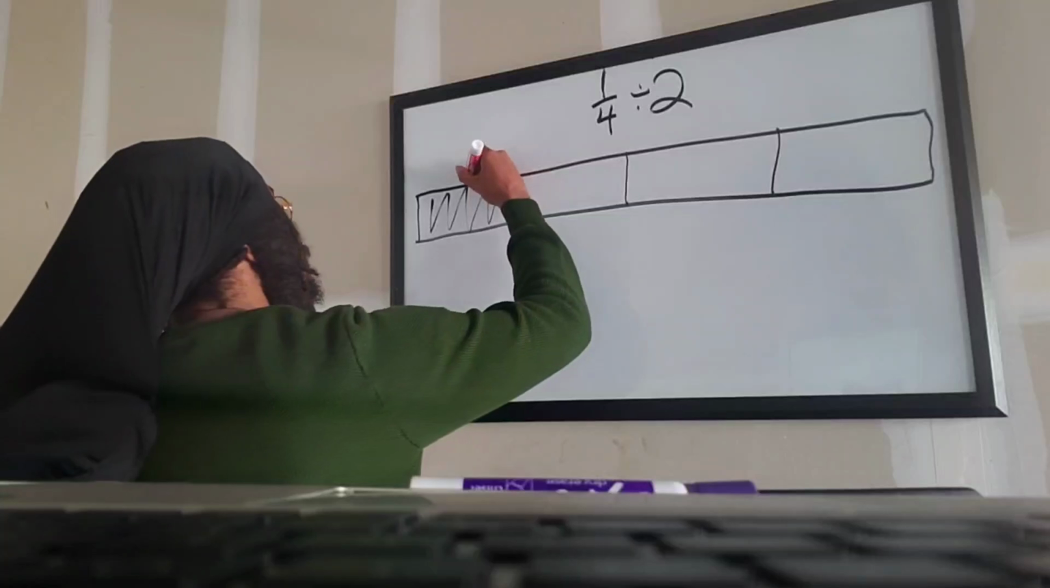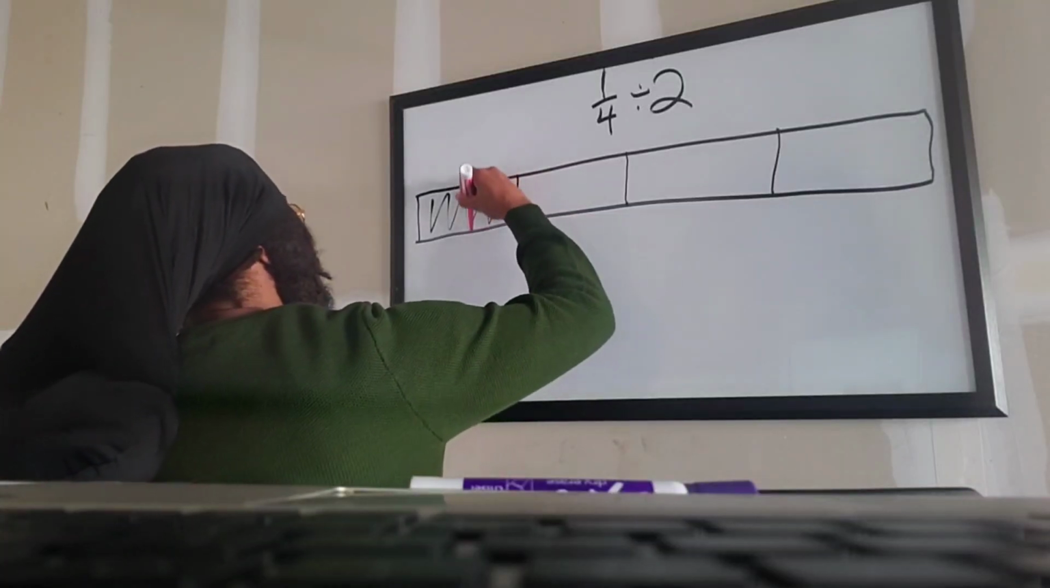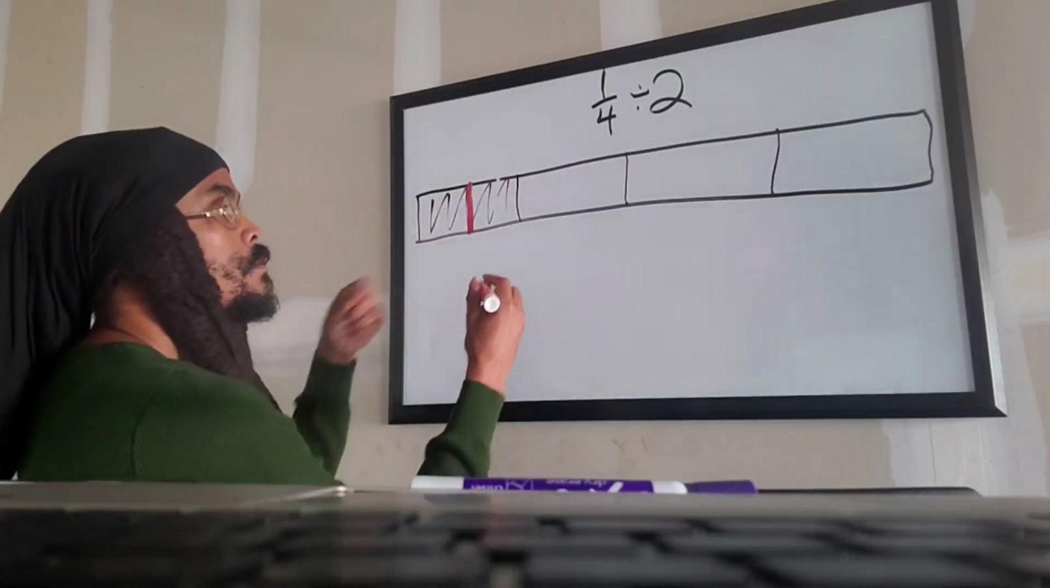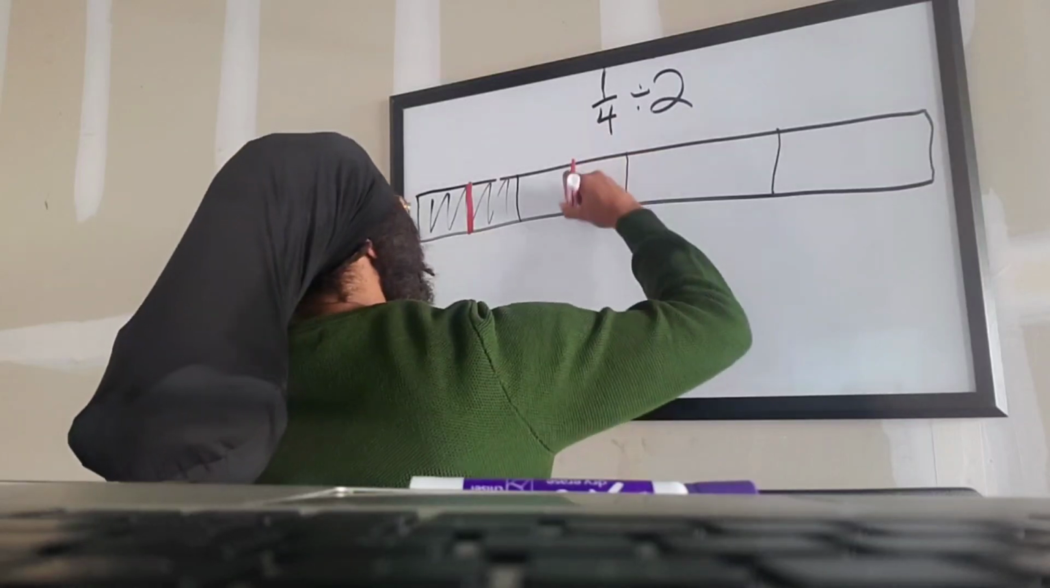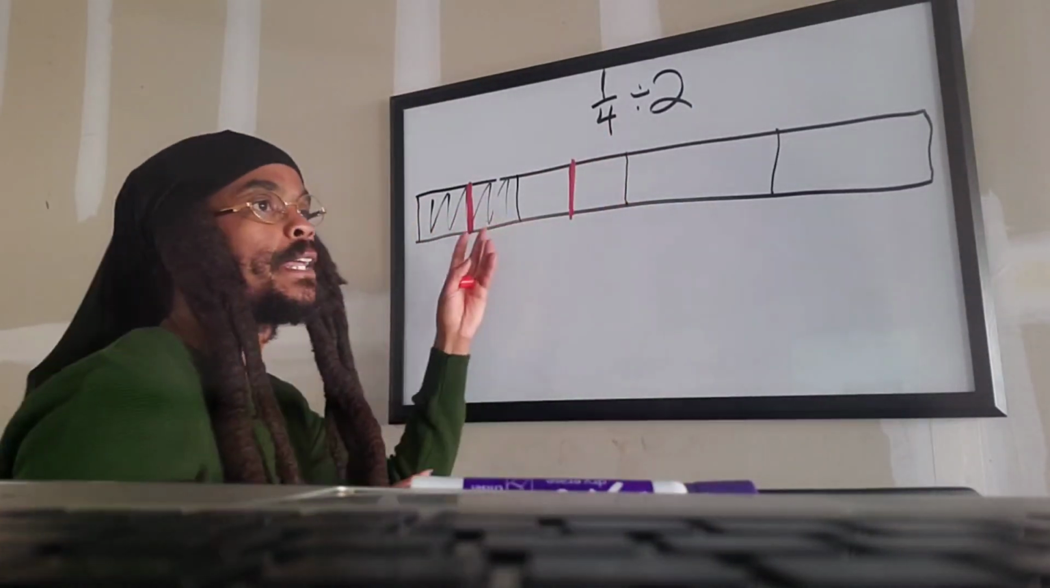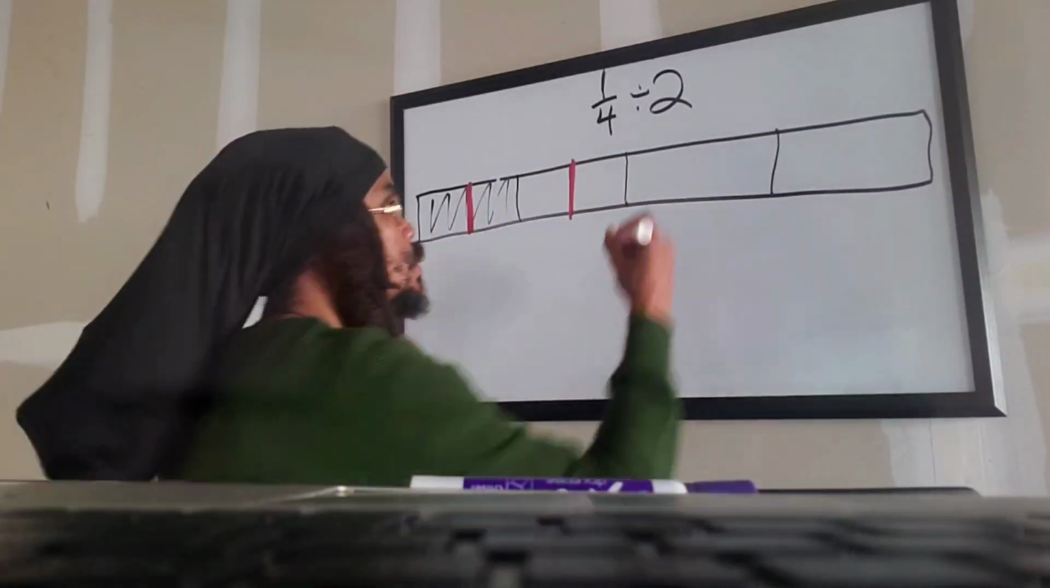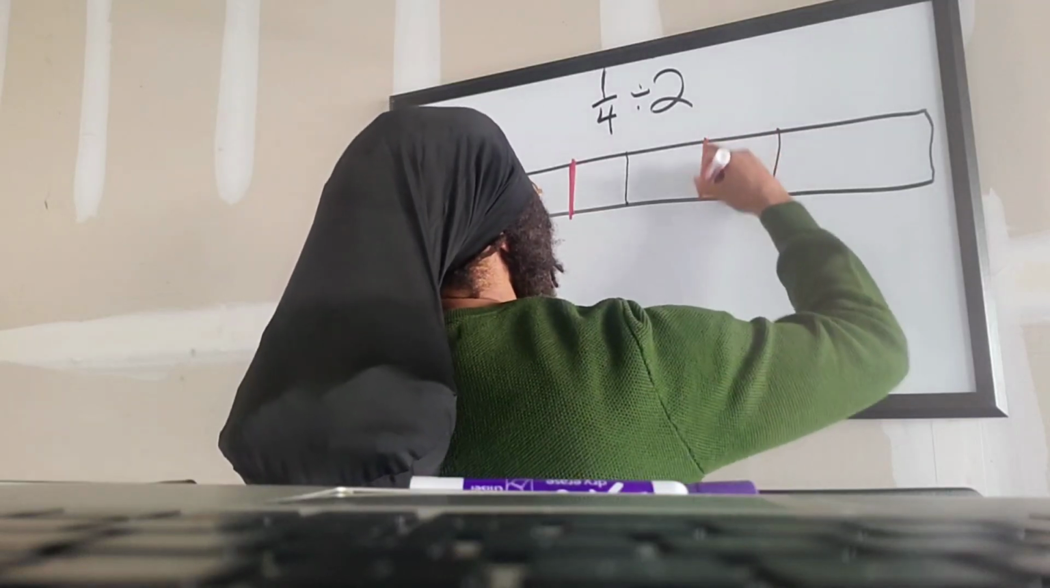So I'm going to go ahead and do that here. I'll use a red line to separate this one. I broke our 4th into 2. Because what we're doing is we're essentially dividing all our 4ths. That's all we're doing. We're cutting all our 4ths in half. Okay?